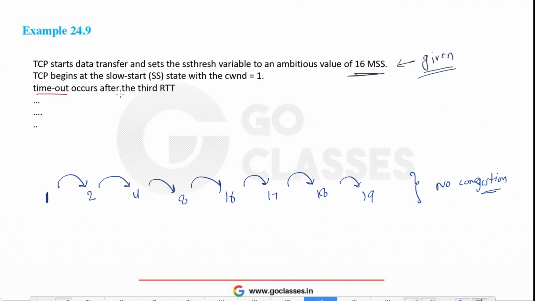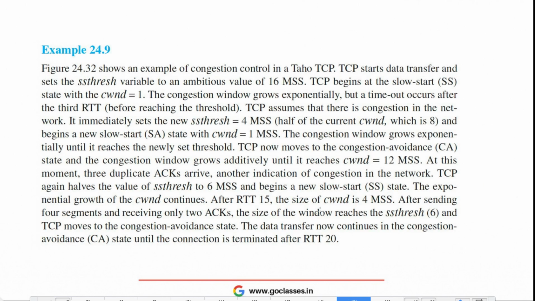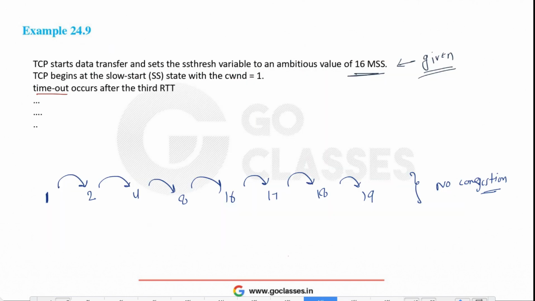Now they are saying a timeout occurs after the 3rd RTT. It was actually a long question and I have not written everything, so I will explain it in words. What they are saying is that after 1 RTT, 2 RTT, and after the 3rd RTT, there is a timeout. So ideally this should be the story, but this is not happening, which means once you reach 8, there is a timeout.